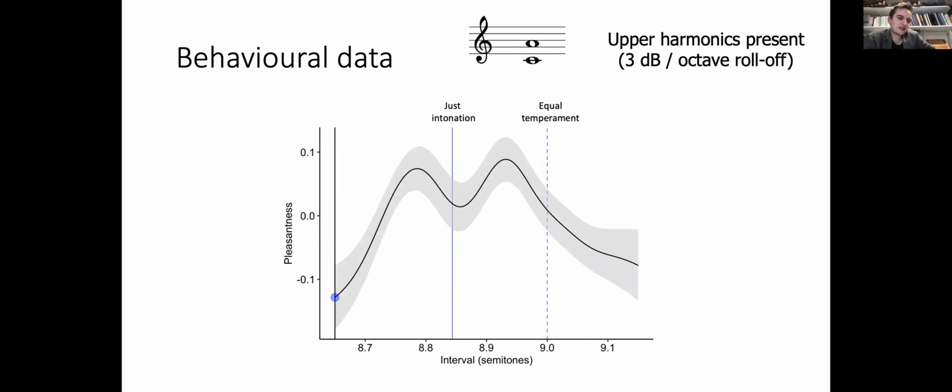But what we see in practice when we actually play these chords to listeners is something quite different and quite interesting. We weren't really expecting to see this. What we see is a dip in preferences at the just intoned interval. But instead of seeing a peak at equal temperament, we see two peaks, one either side of just intonation. And it definitely doesn't align with equal temperament. So let's have a listen to these intervals.